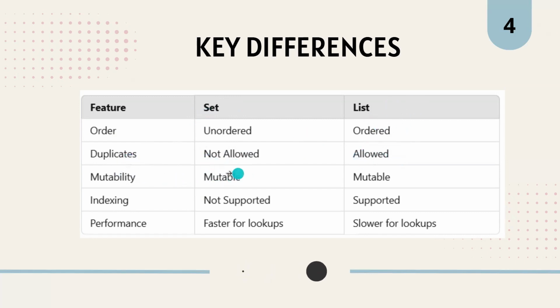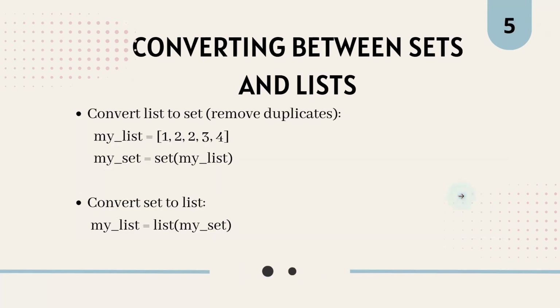Also, a set is mutable, and a list is also mutable. Next, a set does not support indexing, but a list supports indexing. The next one is performance. In a set, we have fast lookups, and in a list we have slow lookups.